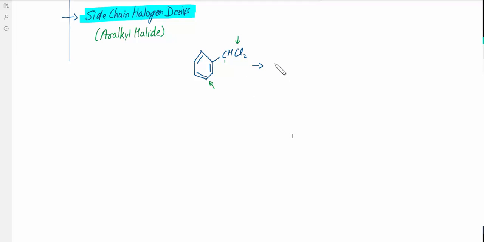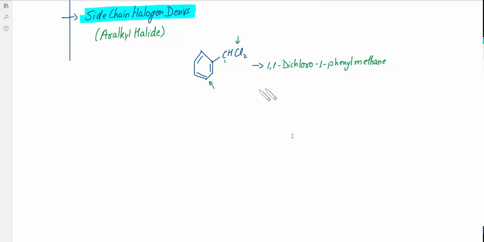So we say that it is 1,1 dichloro, and then at the same position 1 there is a phenyl group. So 1 phenyl methane.